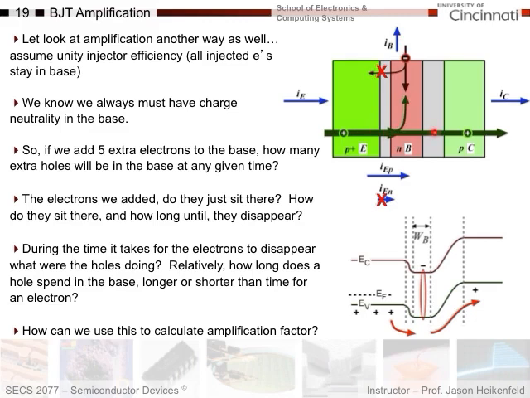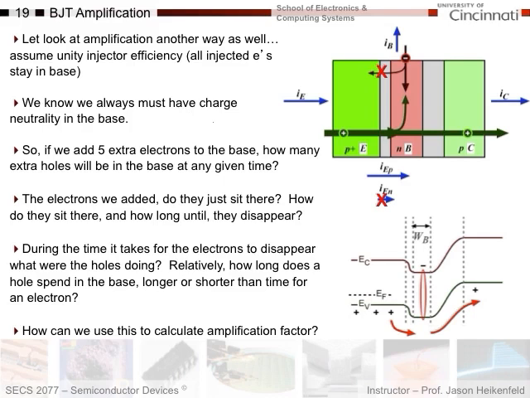So, if I start doing this assumption, okay, we know that we must always have charge neutrality in the base or any type of semiconductor. Charge neutrality means that if I have some area of semiconductor and I add one positive charge, then I've got to have a negative charge. If I add another positive charge here, somewhere I've got to have a negative, and they all have to balance out. Same number of positive and negatives in the semiconductor in general. Okay?